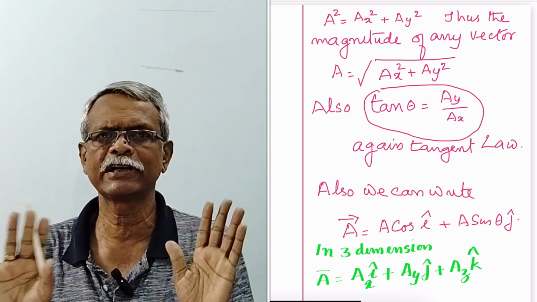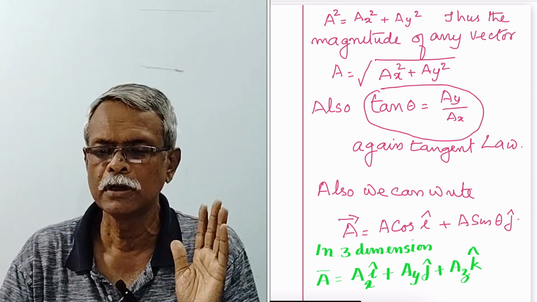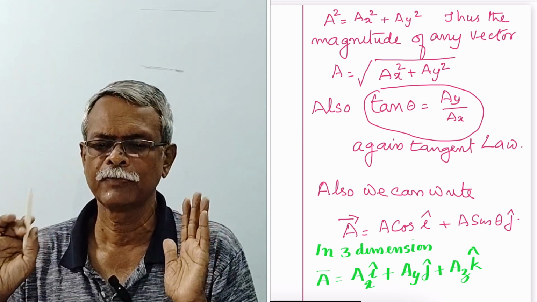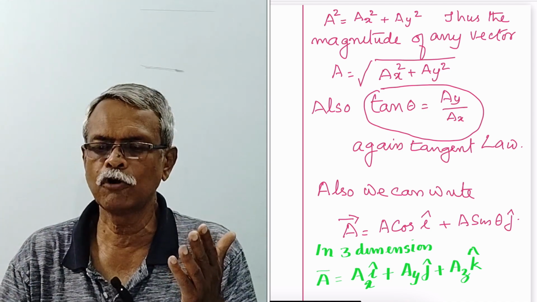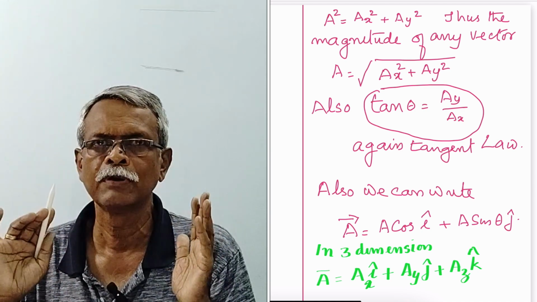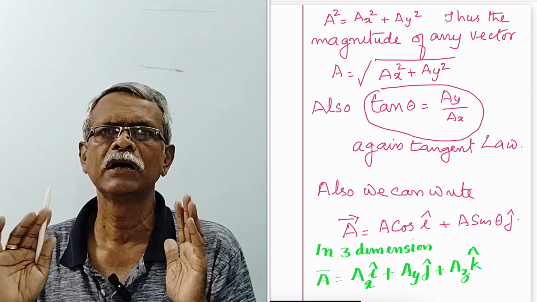That is coplanar vectors. Vectors lying in a plane are called coplanar vectors. We take an example. X and Y components of velocity are 4 meter per second and 3 meter per second respectively. Find the magnitude and direction of the velocity.